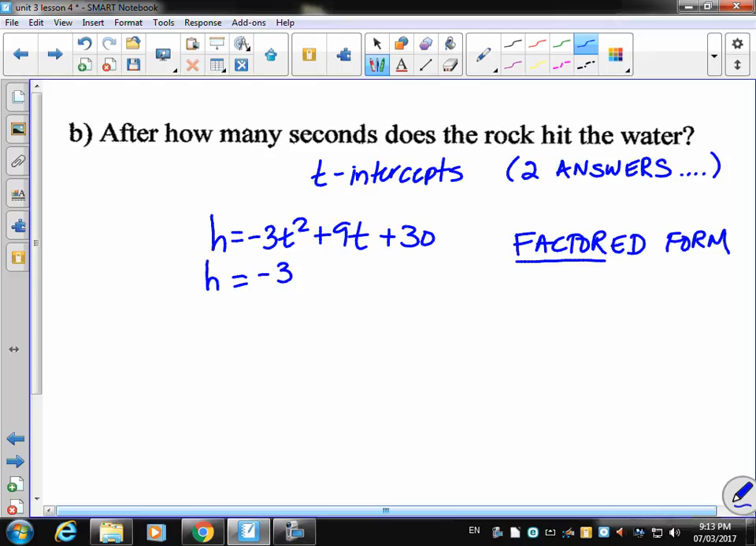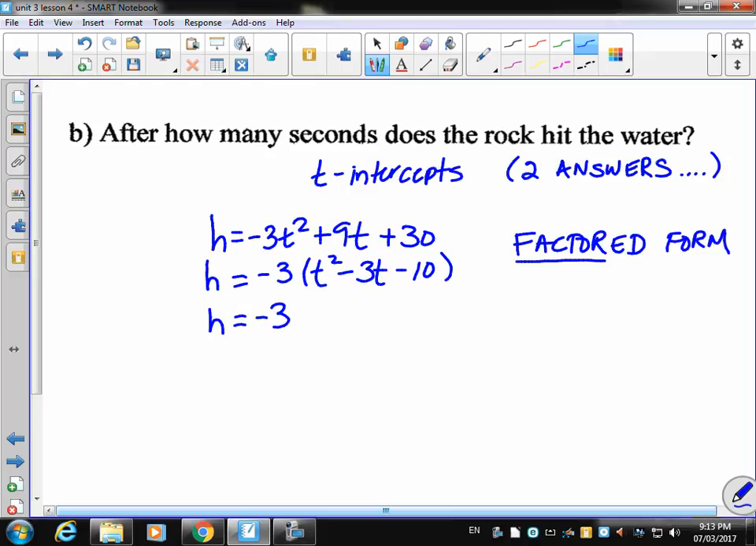I'm going to take out a common factor of negative 3 so that the first term, t squared, will be positive. Negative 3 times what gives me 9t? Well, I need 3 and I need t. It will be negative, so that when I multiply, I get positive 9t. Negative 3 times what gives me 30? I will need negative 10. Do a quick distributive law in your head and make sure you get what you started with, especially the positives and negatives. My next line would be, can I factor this any further?